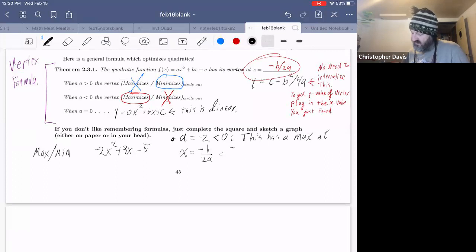And let's just write those down. Negative 3 over 2 times negative 2. And let's mess around with what that is. That's a double negative, which becomes a positive, 3 over 4, or 0.75, whichever you prefer. So there's the input that produces the max, the input that maximizes.